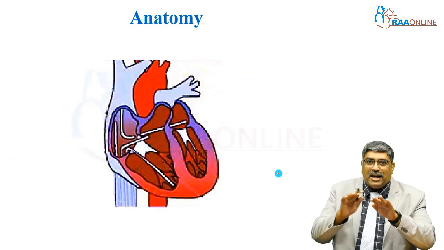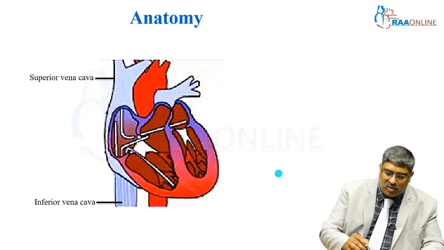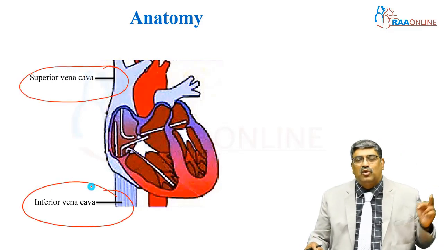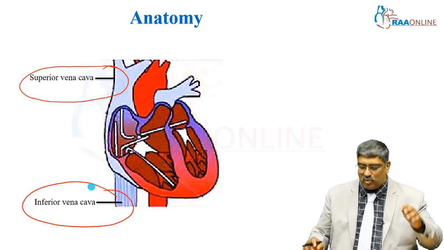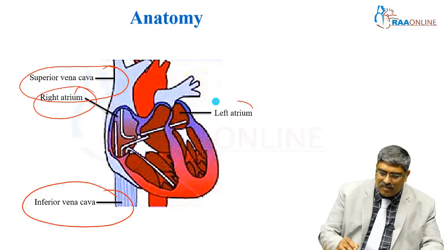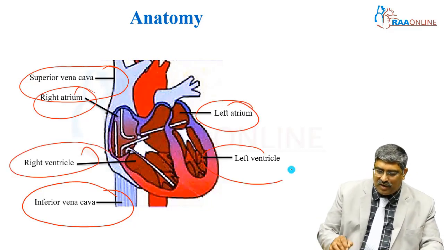What are the anatomical locations which are required for EP study? The first and foremost is the superior vena cava and inferior vena cava, through which your guide wire goes into the heart. The four main chambers of the heart: right atrium, left atrium, right ventricle and left ventricle.